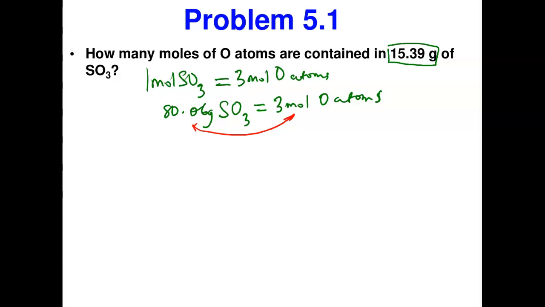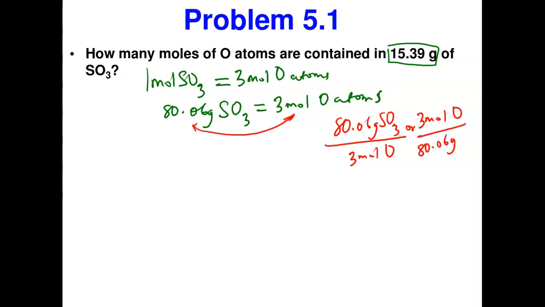Okay, let me write it towards this side as usual. So from here, I can say 80.06 grams of sulfur trioxide over 3 moles of oxygen. Or I can say 3 moles of oxygen over 80.06 grams of sulfur trioxide. That is what we have. We can use any of those 2 conversion factors to do the work.